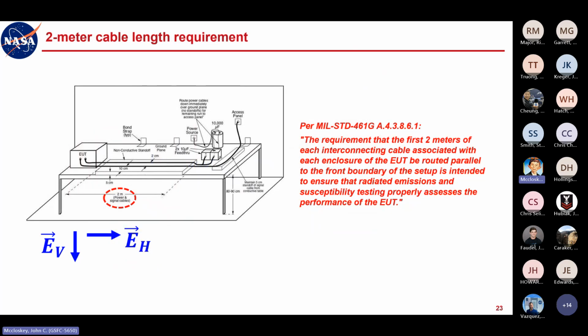And then again, this is just more review that in the MIL standard, they specify that at least 2 meters of each interconnecting cable be routed to the front boundary of the setup. It's intended to ensure that radio emissions and susceptibility testing properly assesses the performance of the EUT. And cables are part of the EUT. You can't get around that.